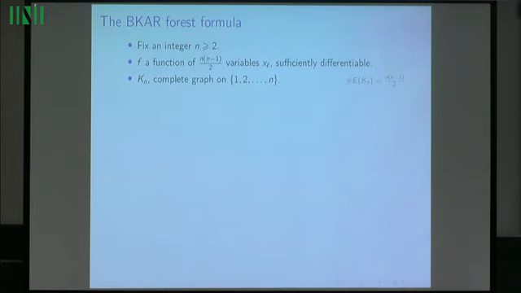But before this, I need to tell you how I construct these weights W of G and T, and this is done with the forest formula. Just in case people never saw this formula, I have a slide on it. It's also called the BKAR formula after Bridges, Kennedy, Abdesselam, and Rivasseau. This is a Taylor formula with a special stopping rule. So the setting is the following: you have an integer n at least 2 and a function of n(n-1)/2 variables, which is sufficiently differentiable. I will write K_n for the complete graph on the set 1 up to n. Note that the number of edges of this graph is precisely n(n-1)/2. So you have to think of the variables x_l as attached to the edges of K_n.